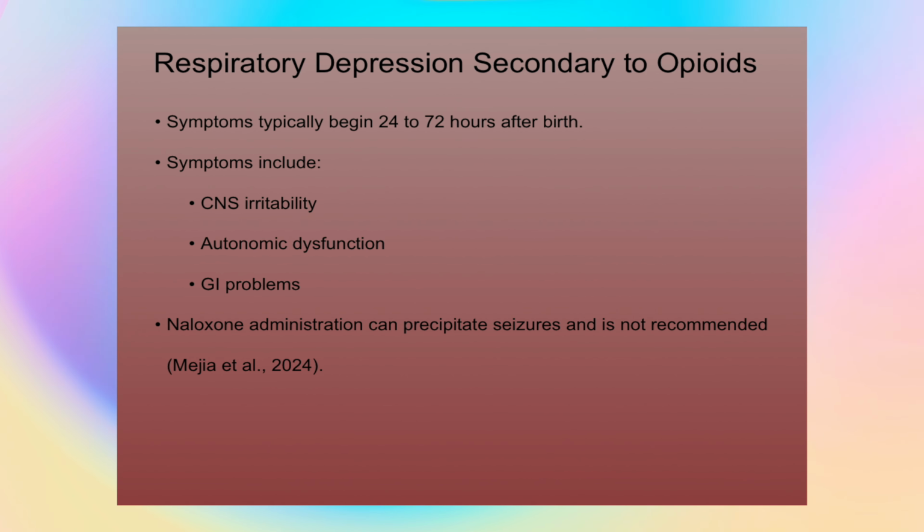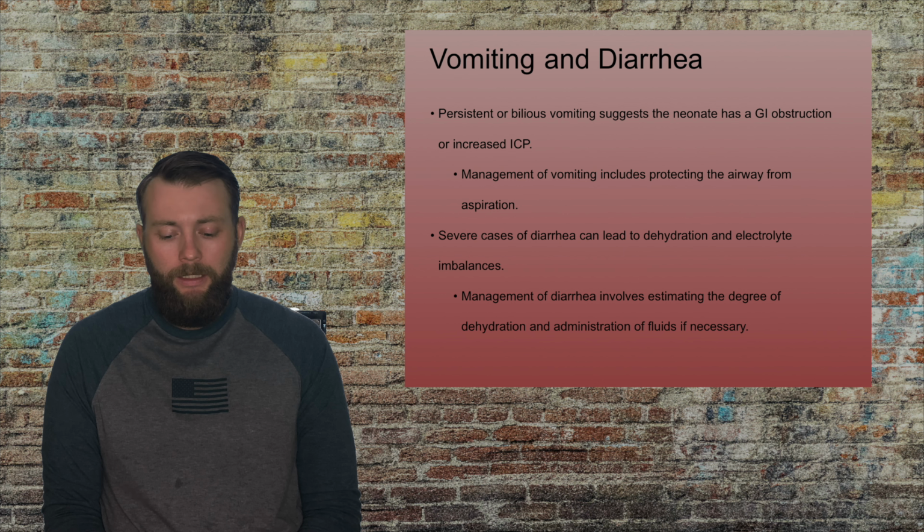Vomiting can be normal and occasionally blood streaked in the first few hours of a newborn's life. And within the first 30 days, vomiting can have several different causes, some of which are benign and normal, others of which are concerning. Persistent vomiting that is dark red suggests GI bleeding in the gut, or bilious vomiting can suggest either some sort of GI obstruction or increased intracranial pressure.